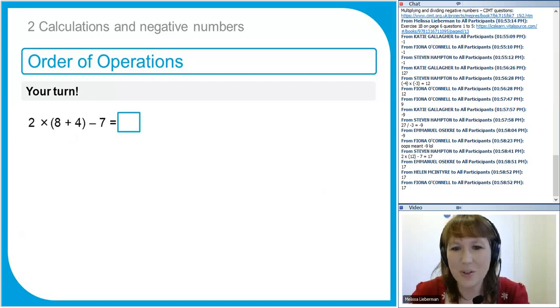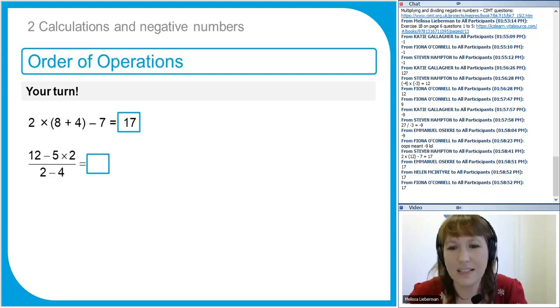So we've got this one. We've got 2 times, we do the bracket first. 8 plus 4 is 12. So 2 times 12. We do multiplication before subtraction, or we would probably do it anyway first because it comes first in the calculation. 2 times 12 is 24, and 24 minus 7. Brilliant. Helen and Fiona and Emmanuel, you've all got it right as well. Okay, so another one.